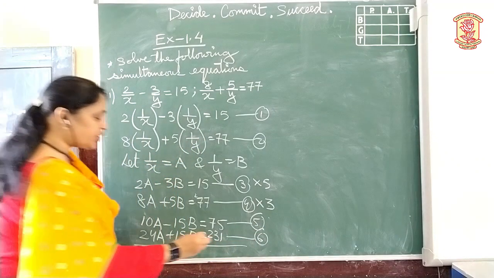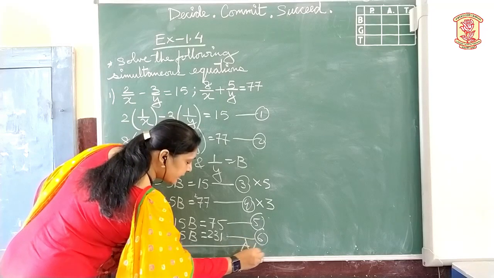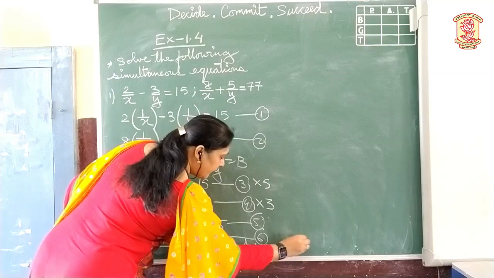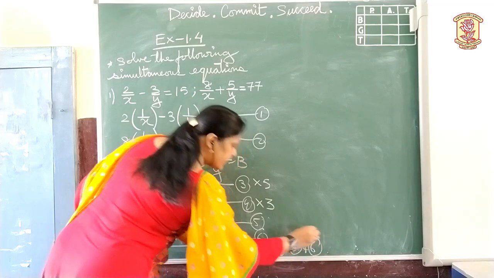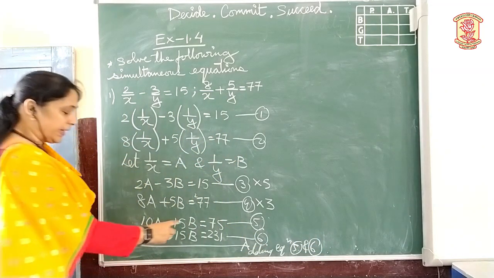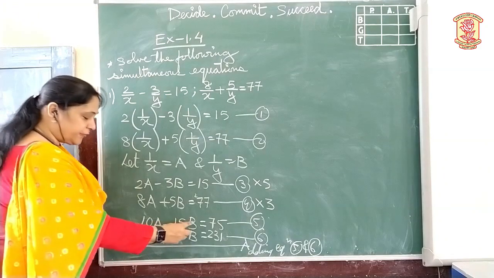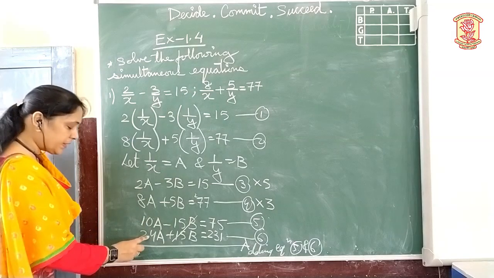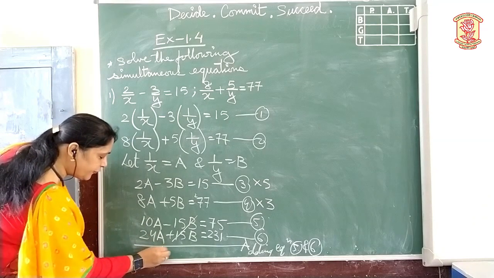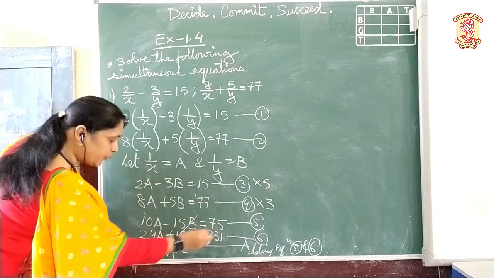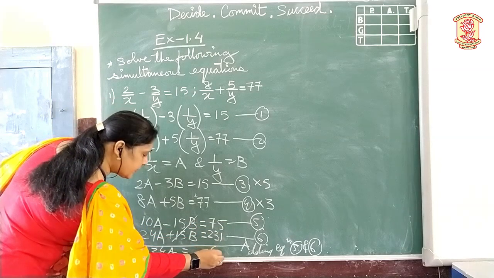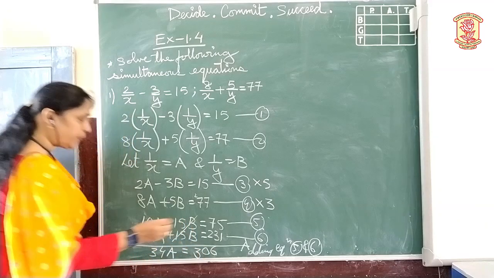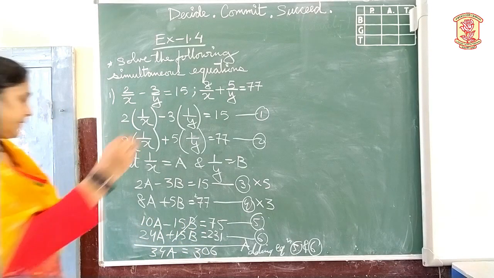Now adding equations 5 and 6. Here minus 15b plus 15b gets cancelled. Now 10 plus 24 is 34a equals 5 plus 1 is 6, 7 plus 3 is 10. So this comes out to be 306.